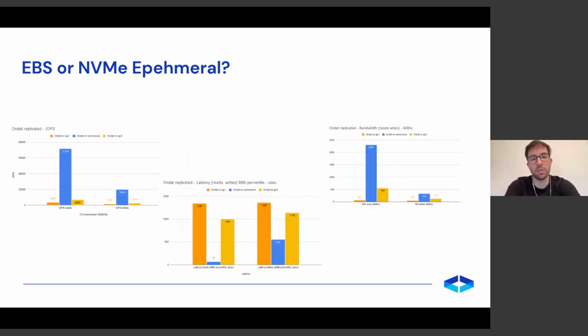Now, all this is no surprise, but we run the numbers, we see the data. But what we don't have with the NVMes, and what is the big concern, is that the NVMes are called ephemeral for a reason. And they're called ephemeral because every time you terminate an EC2 instance, that data is gone. Whereas with EBS, you can plug it once again on a different node.